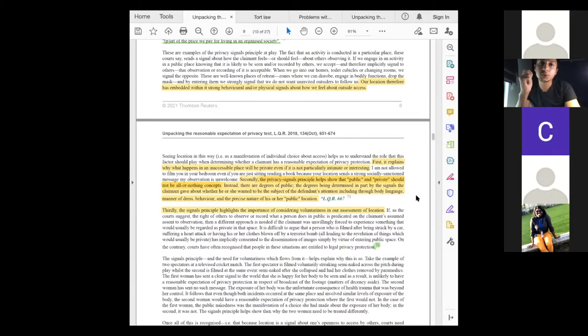So for example, you may be in an art gallery, maybe something like that. So it depends what signals the claimant gave. So the author's focus very much is on the signals the claimant gives. Thirdly, the signals principle highlights the importance of considering voluntariness in our assessment of location. So these are the three factors. Were these the three ones you were talking about?